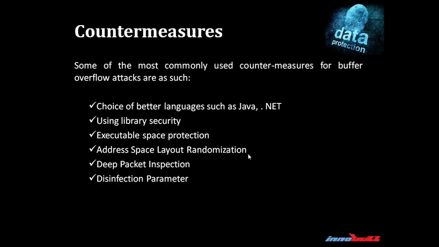Now, from an information security perspective, understanding these conditions would be futile if some countering mechanisms are not evaluated and employed. Some of the commonly used countermeasures for buffer overflow attacks are the choice of better languages such as Java or .NET, using library security, executable space protection, address space layout randomization, deep packet inspection, and input sanitization.